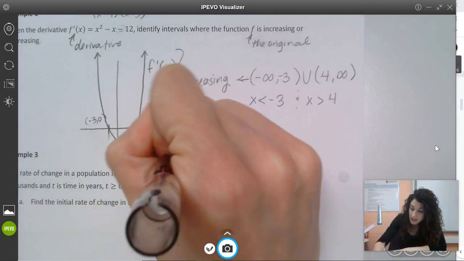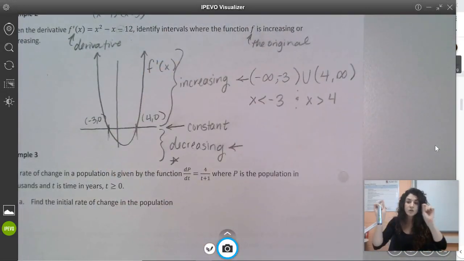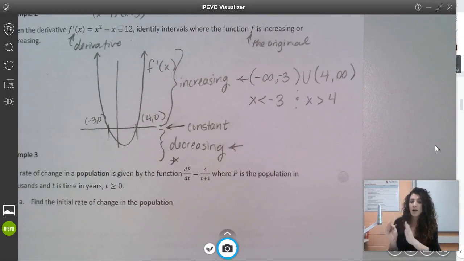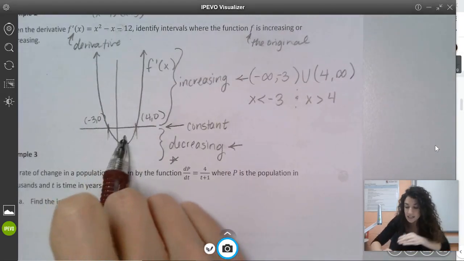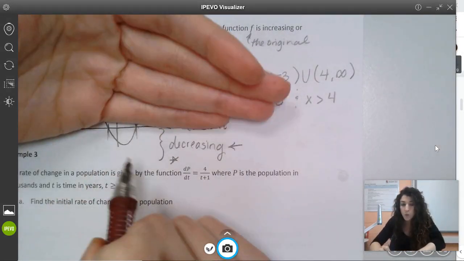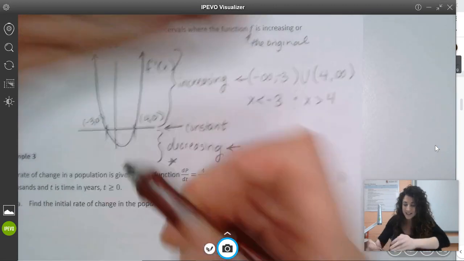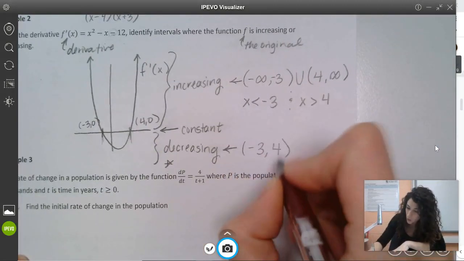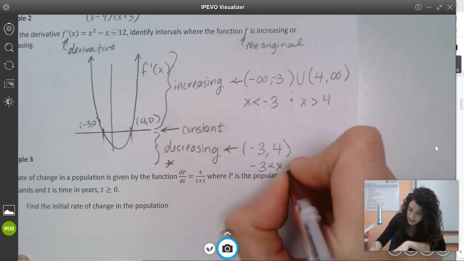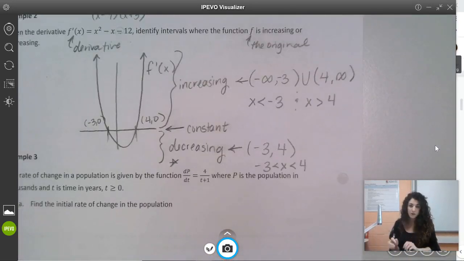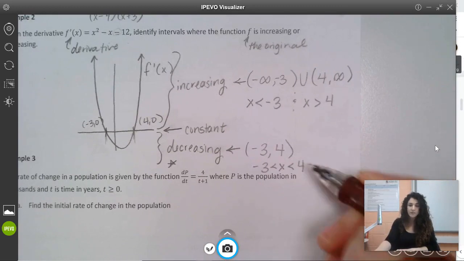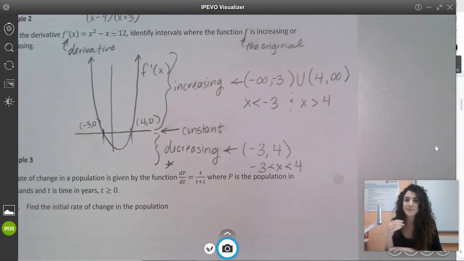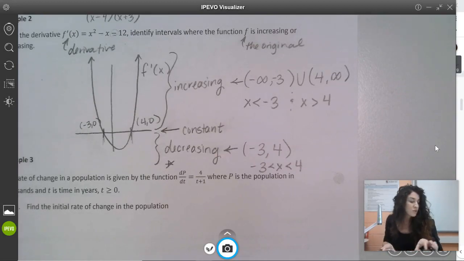For decreasing, I would like for you to try this on your own. We only have one interval, so just try and fill in the blanks the best that you can. Where is this function decreasing? This function is decreasing between here and here. The original function is decreasing when your derivative function is below the x-axis. So you could write it like this, negative 3, 4, or you could say negative 3 is less than x, which is less than 4. Either of those are okay. Interval notation, inequality notation.